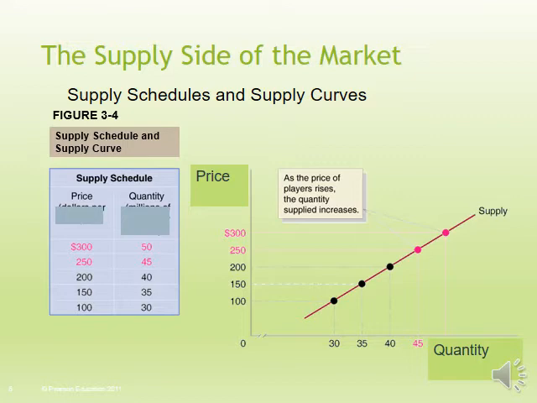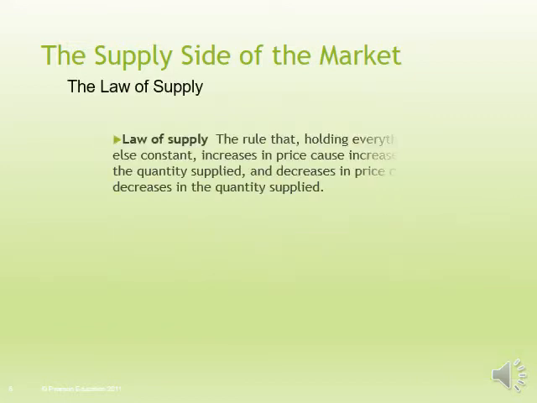Now, the other thing you should notice is that with the supply curve, it's in the opposite direction to the demand curve. The demand curve, as the price went down, the quantity demanded went up. But with supply, as the price goes up, the quantity supplied goes up. So, that's a supply curve. That is the supply side of the market. That's the seller's side of the market.